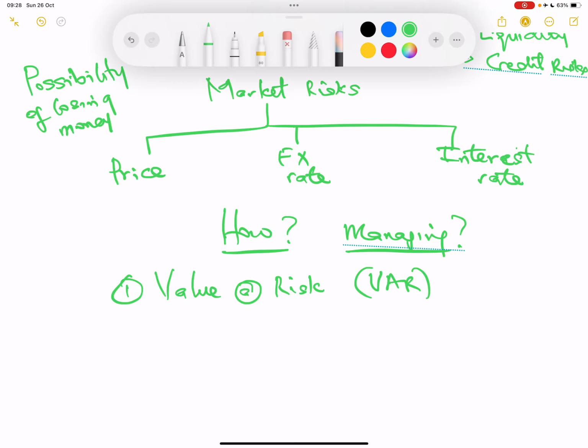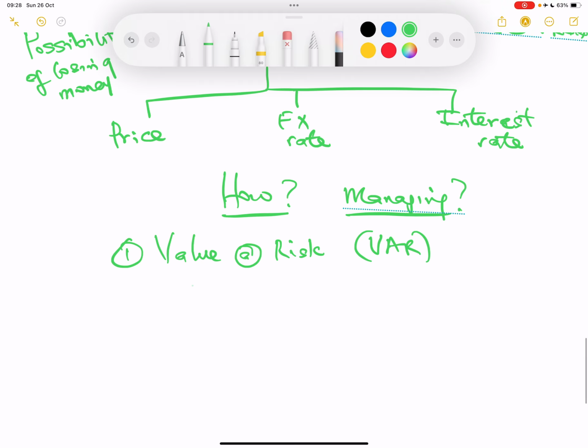And what is value at risk? This is simply telling you your maximum expected loss. However, not with certainty, with some probability. Once it's probability, it's just a chance, it's not certainty. However, you want the chance to be quite high, so usually we use a high confidence level. Anytime you hear value at risk, think of maximum expected loss.